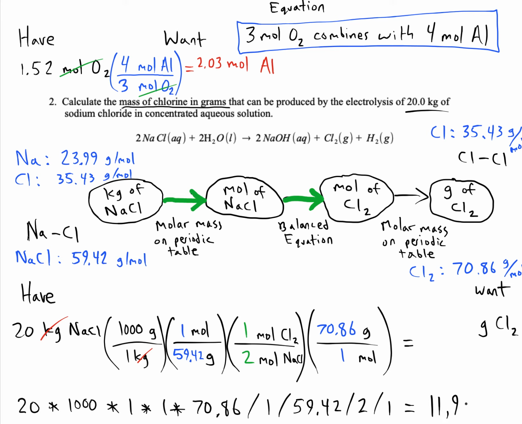11,900 grams of Cl2, which is quite a lot, but it also said we started with 20 kilograms of sodium chloride, which is quite a bit. So this would be about 12 kilograms of chlorine gas.